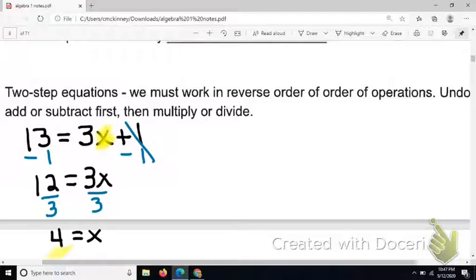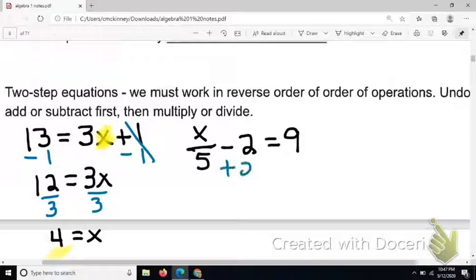So another type of problem we might see might be x over 5 minus 2 is equal to 9. Sometimes people see a fraction and think, oh no. It's not as bad as it might look. In this case, that fraction is just with the x. So I can go ahead and add 2 first. Then I have x over 5 is 11.